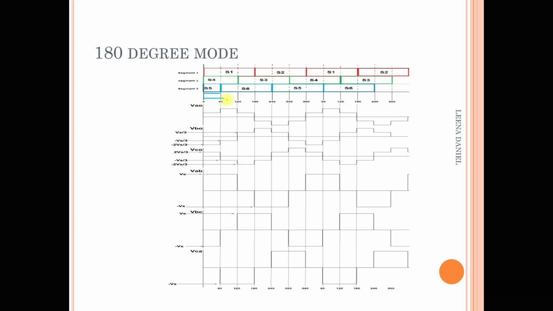सो 0 से 60 डिग्री तक इन तीनों ने किया. फिर इसके बाद क्या किया, S5 ऑफ हो गया. अब S1, S4 और S6 कंडक्ट करने लगा. फिर अगेन आफ्टर 60 डिग्री आप देखिए यहाँ पर S4 ऑफ हो गया. अब S6, S3 और S1 कंडक्ट कर रहे हैं. अगेन यहाँ पे S1 ऑफ हो गया और 2, 3 और 6 साथ में कंडक्ट करने लगे. तो ये सीक्वेंस चलता रहेगा और यही कॉम्बिनेशन रहेगा.